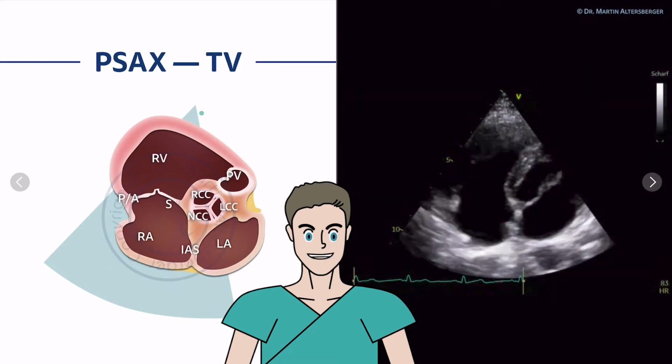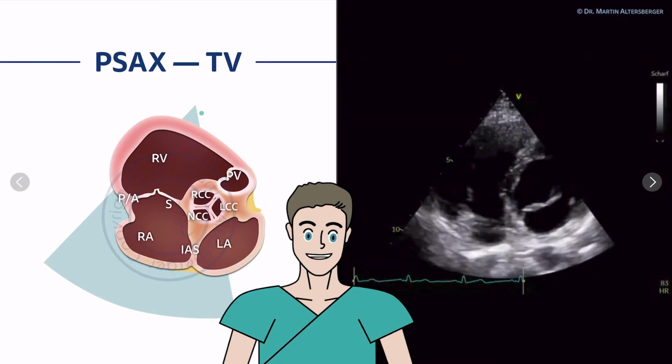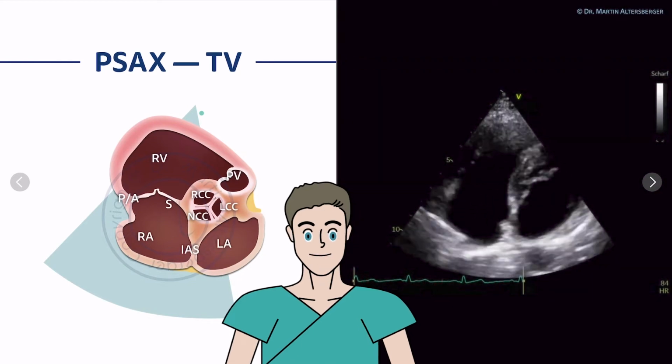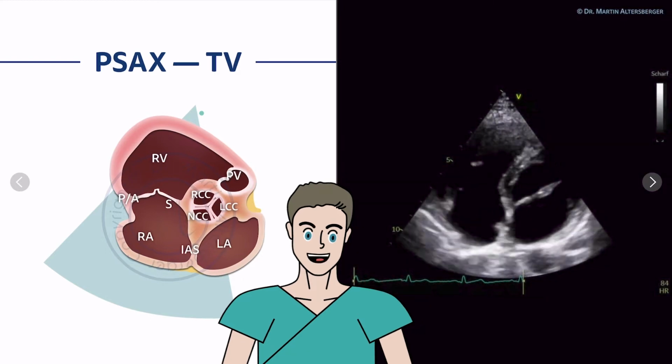The next view is a short axis view where we focus on the tricuspid valve. To achieve this view, move the transducer probably a little bit more lateral, so away from the sternum as well, and tilt in the transducer.